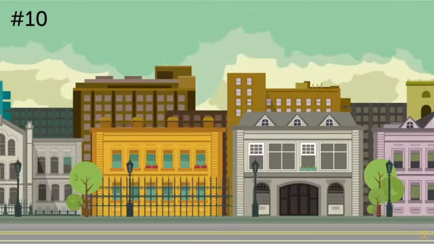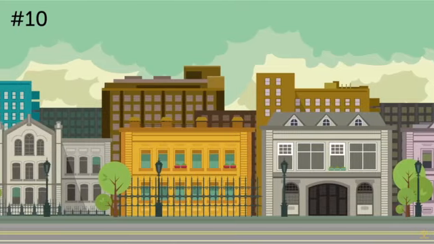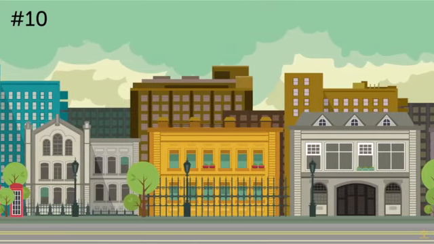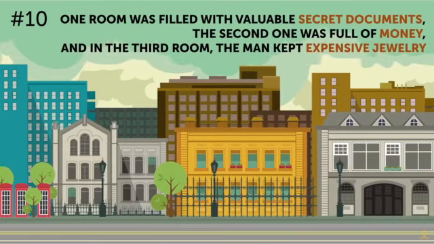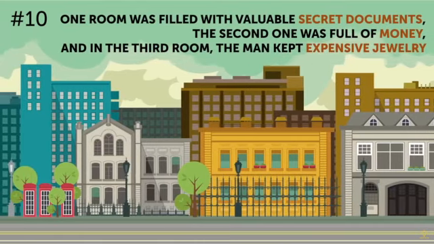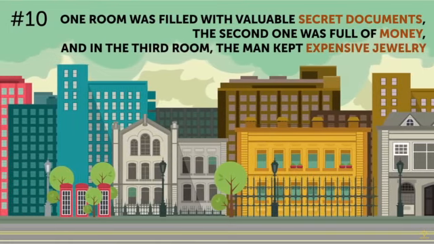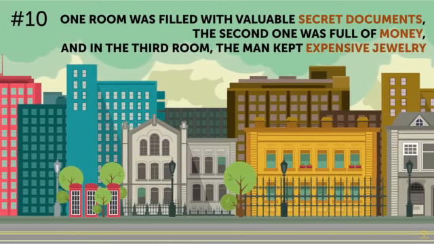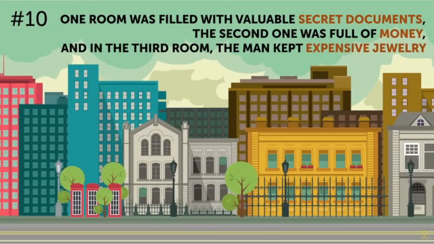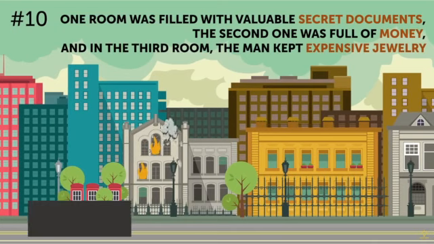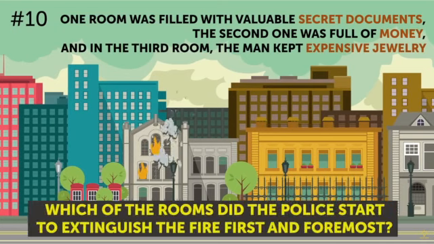10. There were 3 highly important rooms in the house of an extremely important man. One room was filled with valuable secret documents. The second one was full of money. And in the third room, the man kept expensive jewelry. But one day, an arsonist set the house on fire and all the highly important rooms burst into flames. Which of the rooms did the police start to extinguish the fire first and foremost?